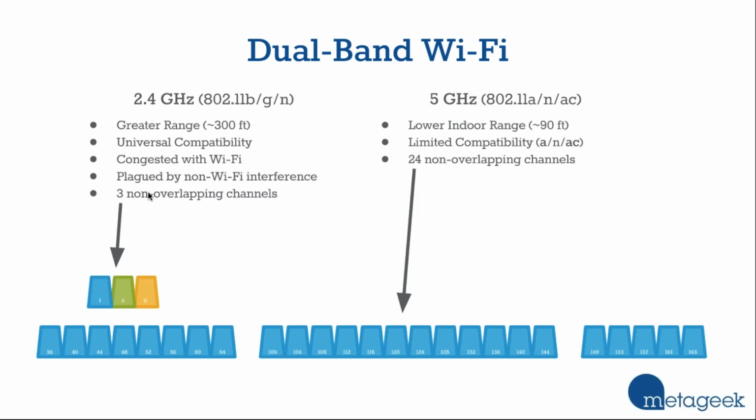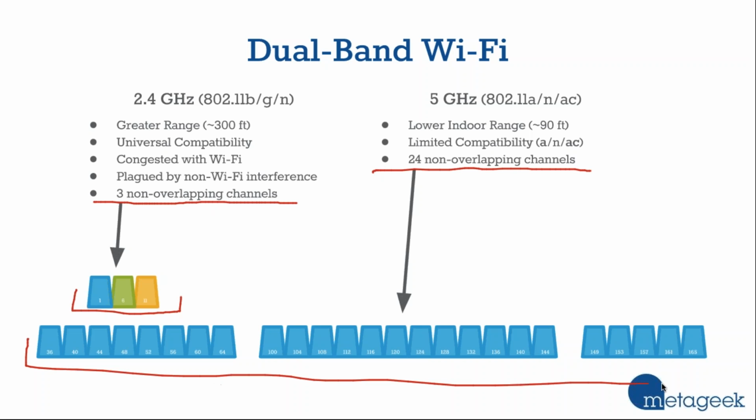And perhaps the biggest problem with the 2.4 gigahertz band is that there are only 3 channels to work with, whereas in 5 gigahertz we have 24 channels to work with. And you remember how we talked about the half-duplex nature of Wi-Fi and how only one device can talk on a channel at a time. That means that we have a limited amount of throughput, a limited capacity per channel, and so 5 gigahertz gives us a lot more room for a lot more capacity.